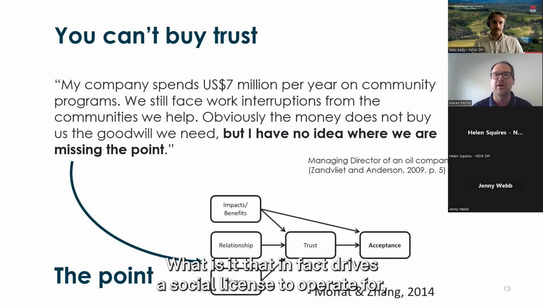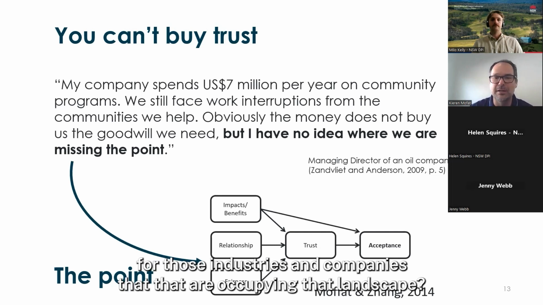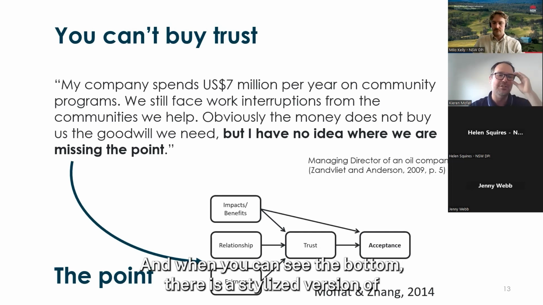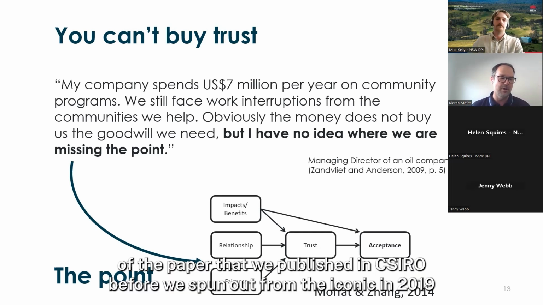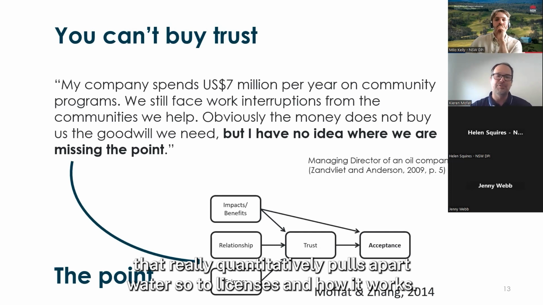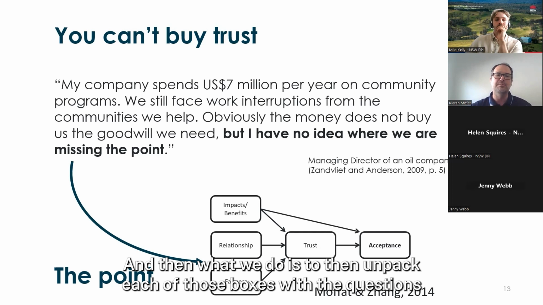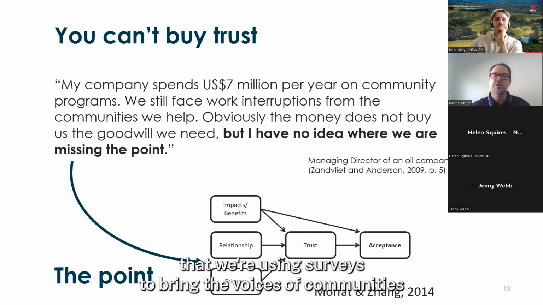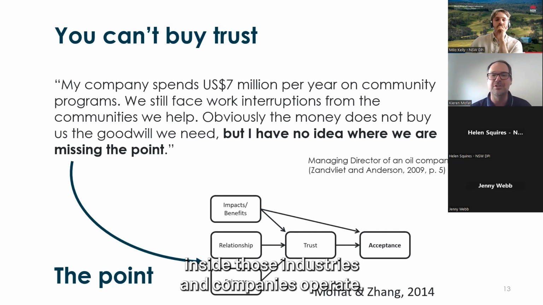What is it that in fact drives a social license to operate for those industries and companies that are occupying that landscape? And what you can see at the bottom there is a stylized version of a paper that we published in CSIRO before we spun out from VoconiQ in 2019, that really quantitatively pulls apart what a social license is and how it works. And then what we do is to then unpack each of those boxes with the questions that we use in surveys to bring the voices of communities inside those industries and companies operating.